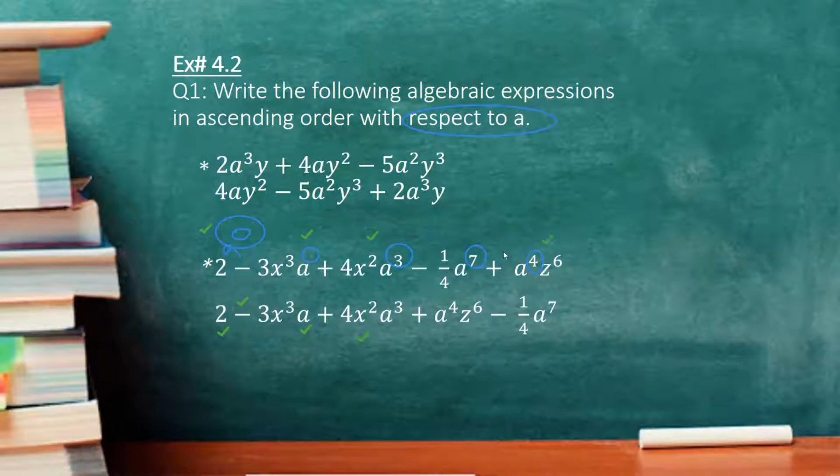Yes, 6. So just copy down power of 6 here with the plus sign because the plus sign is with this term. Okay? Now the last term will be minus 1 upon 4 A power 7. The last term will be minus 1 upon 4 A power 7. Clear, everybody? This is the ascending order.